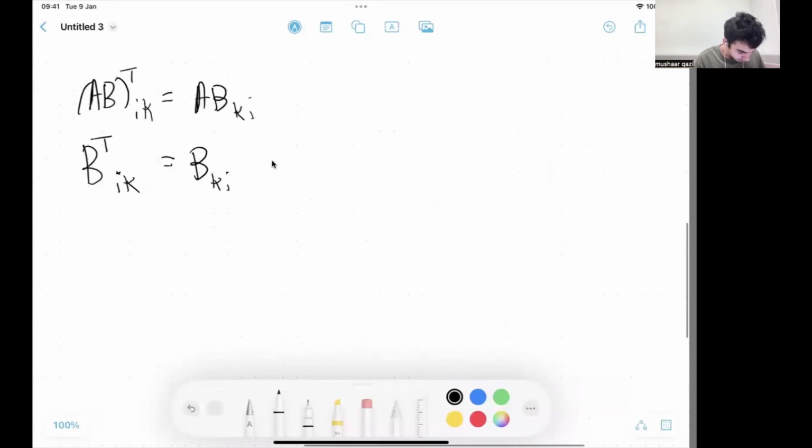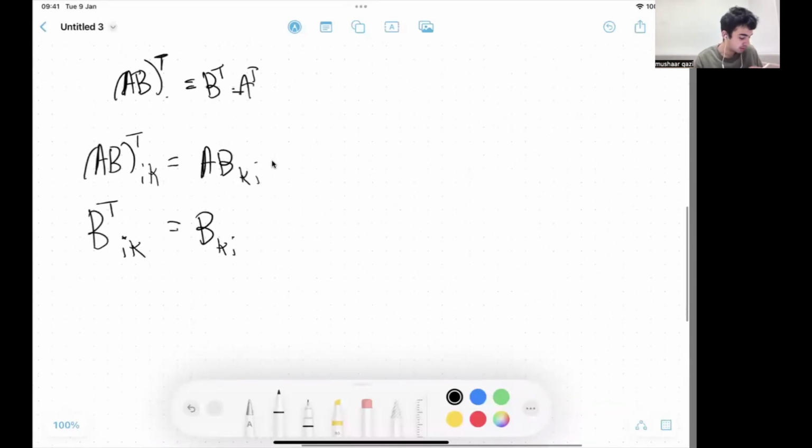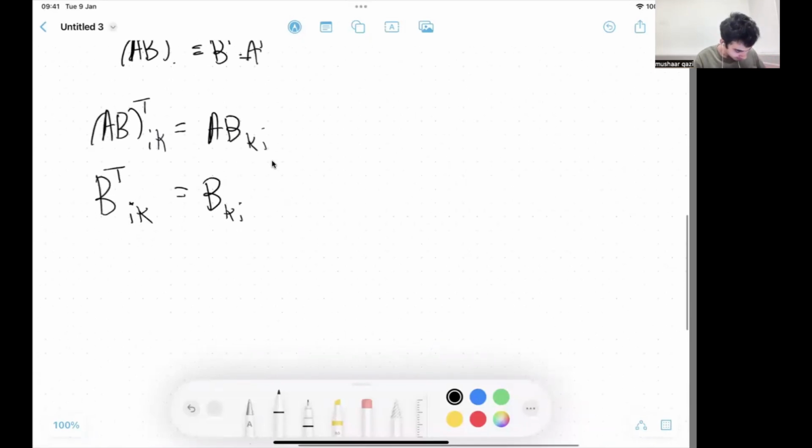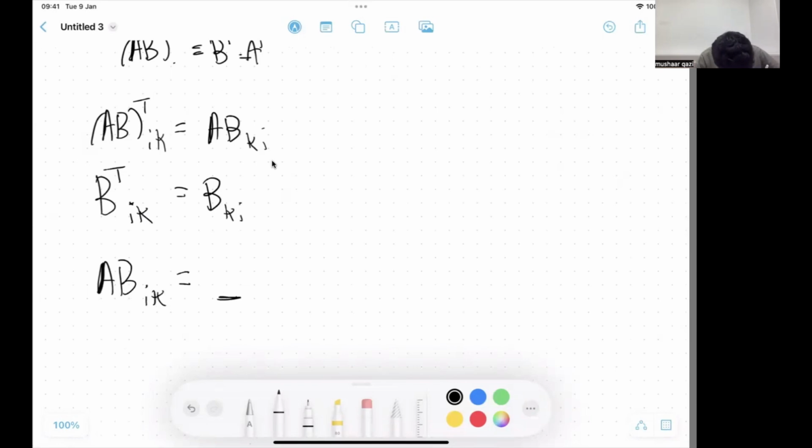And then the final definition I'm going to write down is just the general definition of multiplying two matrices. So this should be quite simply (AB)ik equals the sum, and let's use j equals 1, of Aij times Bjk.